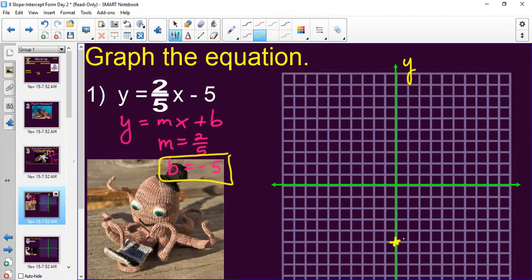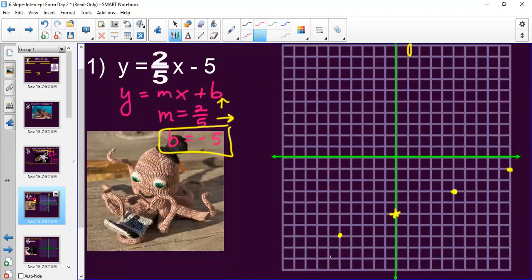And then from there, we use our slope to rise and run. And remember, we always run to the right. So it's positive, that means up 2, and right 5. 1, 2, 3, 4, 5. And we'll do it again to get another point, up 2, right 5. And if I want to go the other direction, I can do the opposite once I've gone to the right at least once. So down 2, right 5. Down 2, right 5. And that is what your line should look like.